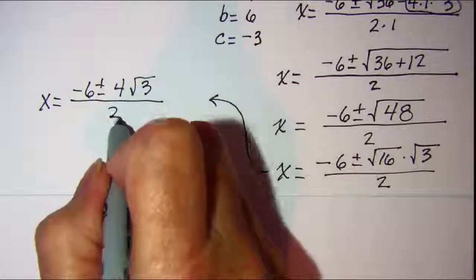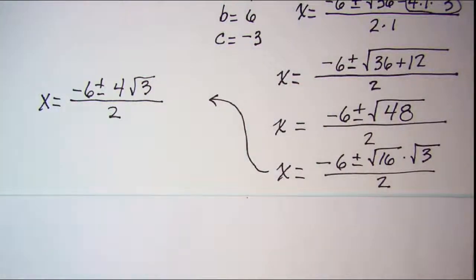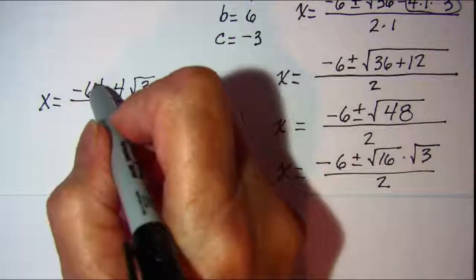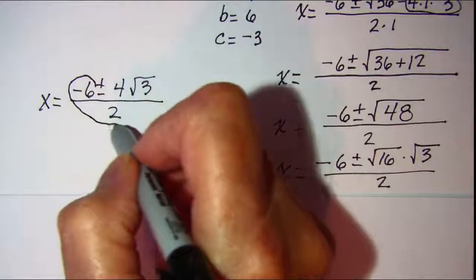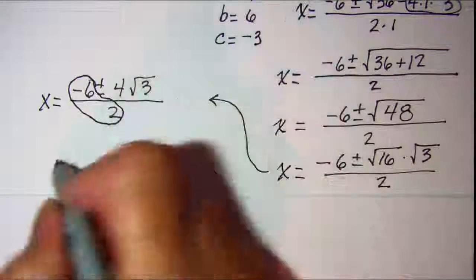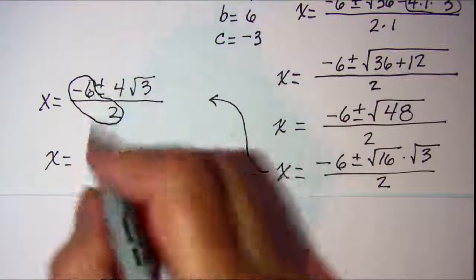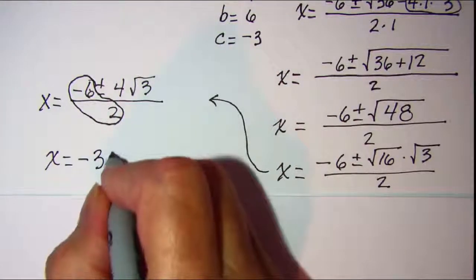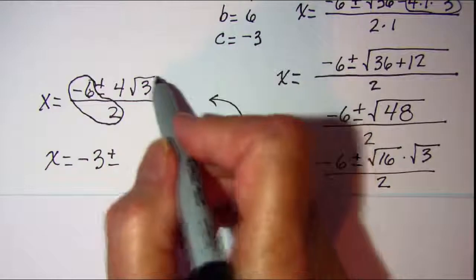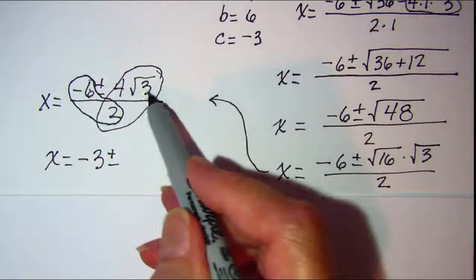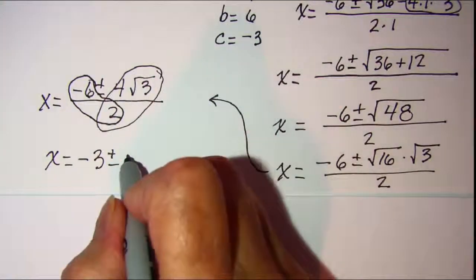Now we can simplify one more time, and in order to do that I usually split it into 2 terms here. Negative 6 divided by 2 is negative 3, and then plus or minus. And then this term will be 4 root 3 divided by 2, which is 2 root 3.